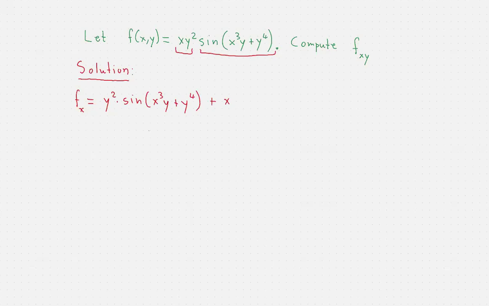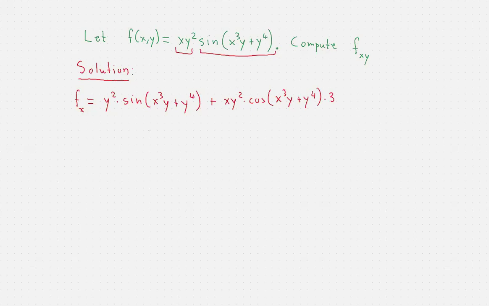And what is the derivative of the second function? We have sine of a quantity, and the chain rule dictates that the derivative will be cosine of the same quantity times the derivative of that quantity. And the derivative of that quantity with respect to x would simply be 3x squared times y. Let's explain how that works.